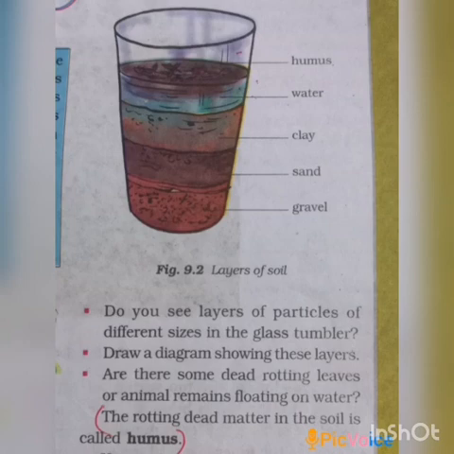So in this activity, we take a glass of water, add soil to it, stir it well, and keep it undisturbed for some time. It forms distinct layers. Look at the picture. These are the different layers: humus, water, clay, sand, and gravel. Out of these layers, the humus is new to you, isn't it, ma? Yes. Humus means the rotting dead matter in the soil.